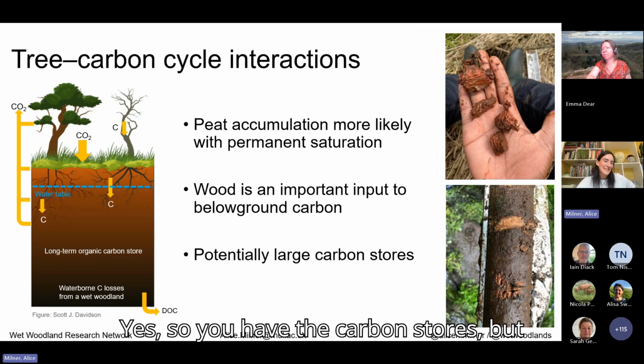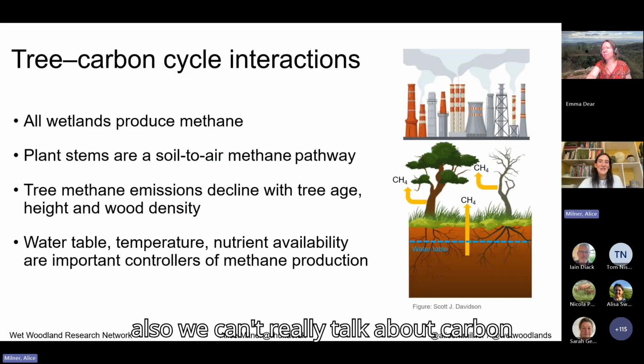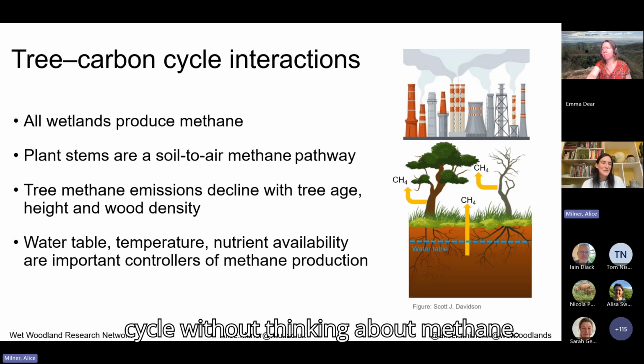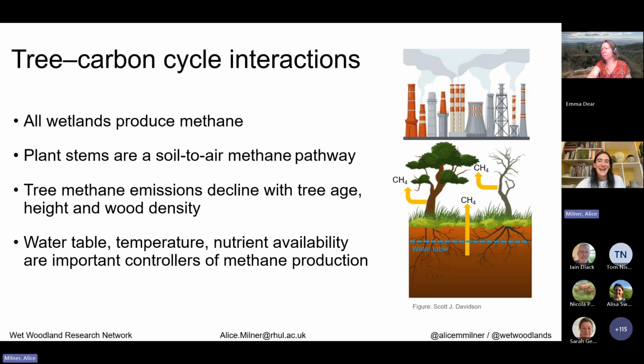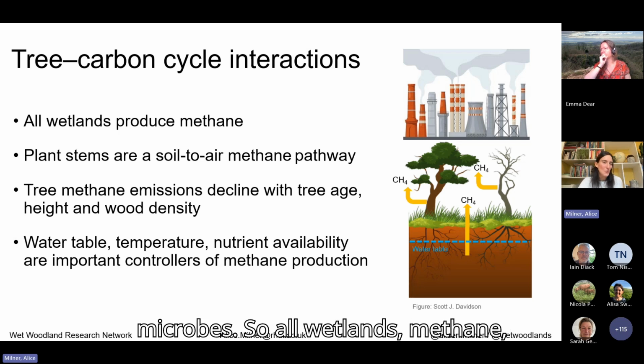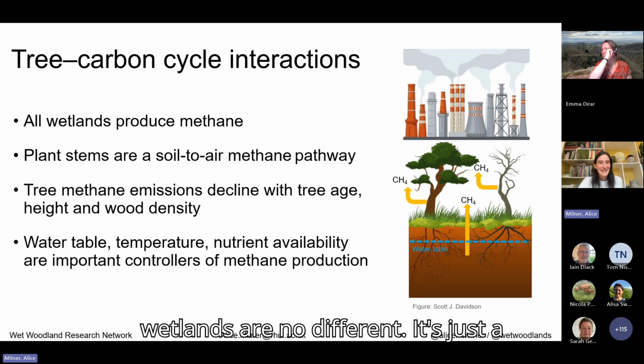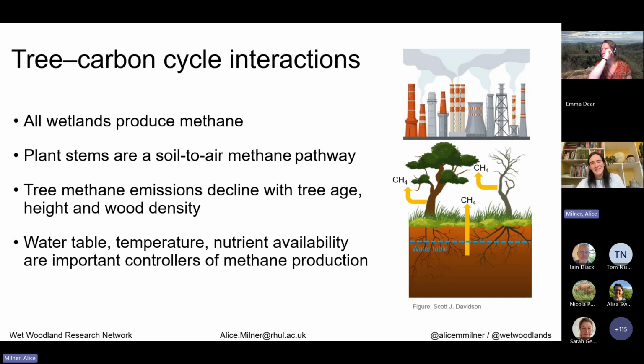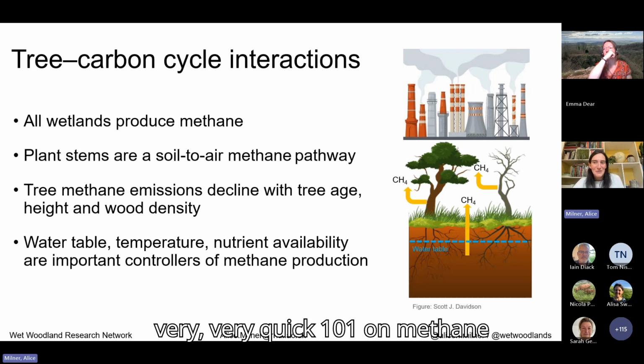Yes, so you have the carbon stores, but also we can't really talk about the carbon cycle without thinking about methane, and so these anoxic conditions are great for carbon, but also great for methane production by the microbes. So all wetlands emit methane. Wet woodlands are no different. It's just a very quick 101 on methane production in wet woodlands.